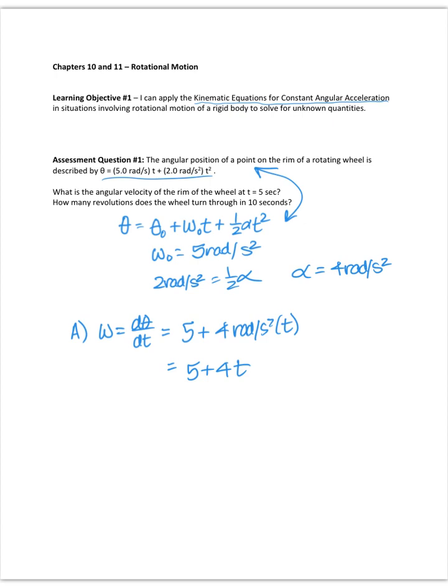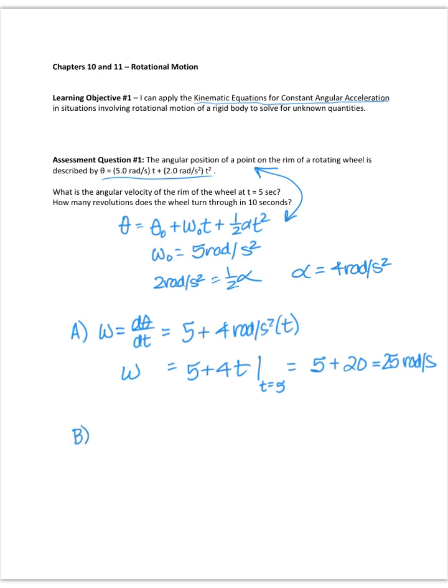So that's our omega. And if we want to find the angular velocity at t equals 5 seconds, I would get 5 plus 20, and so that would be 25 radians per second. And so that's how we would do that first part.